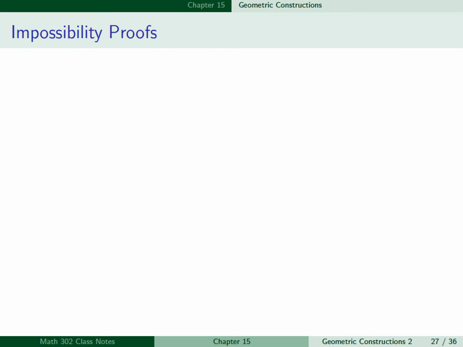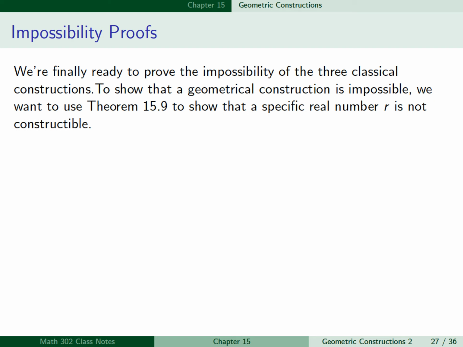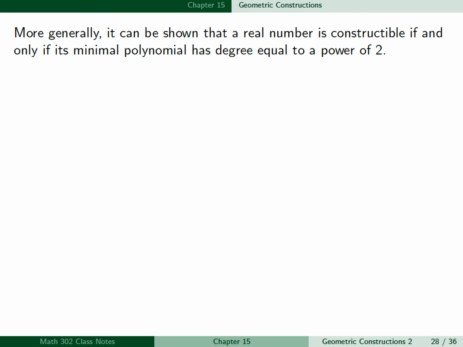So now we're ready to discuss the impossibility proofs. To show that a geometrical construction is impossible, we want to use theorem 15.9 to show that a specific real number r is not constructible. To apply the theorem, we then need to show that r is a root of a cubic polynomial in Q[x], so it has rational coefficients, that has no rational roots. More generally, it can be shown that a real number is constructible if and only if its minimal polynomial has degree equal to a power of 2.